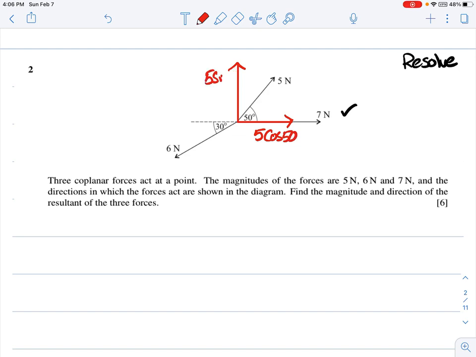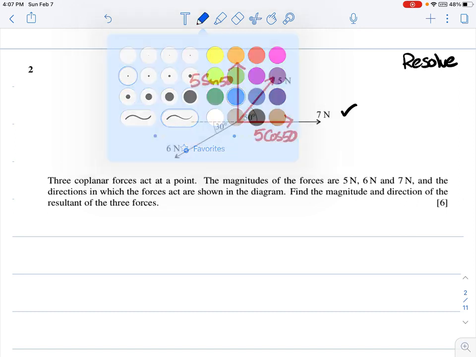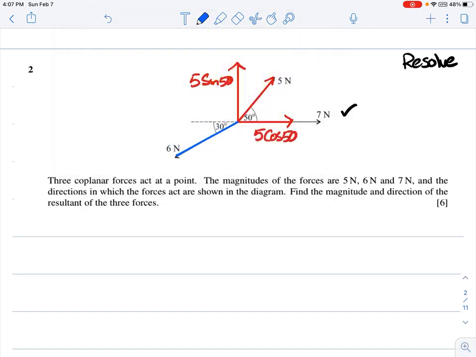Let me write it side by side so that it doesn't block. So this is 5 sine 50. Now 6 newtons. 5 newtons is in that direction, so I have used red color for the 5 newtons. Now let me use blue color for 6 newtons. This is 6 newtons. I will be resolving one downwards and one towards your left. So this one will be 6 cos 30 and this one will be 6 sine 30.